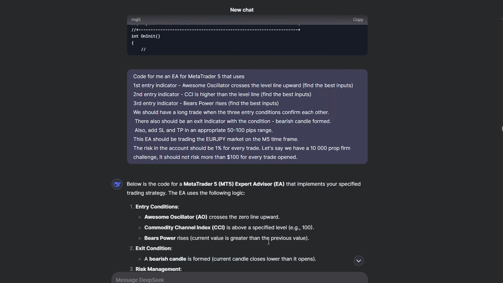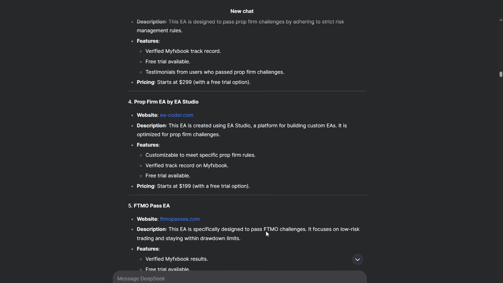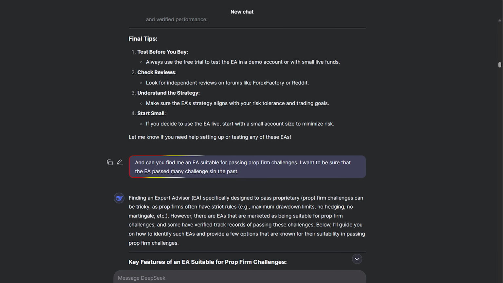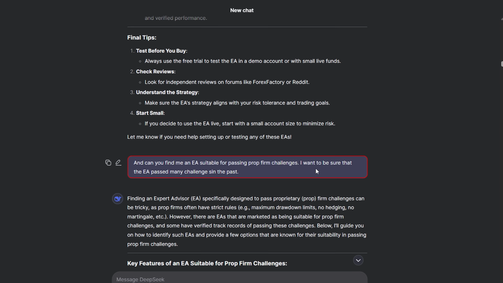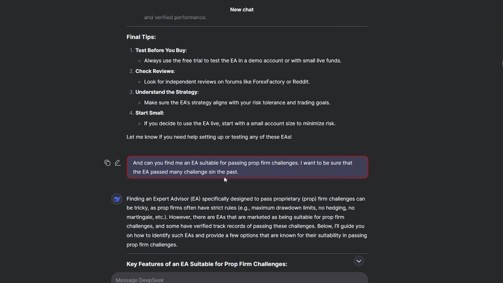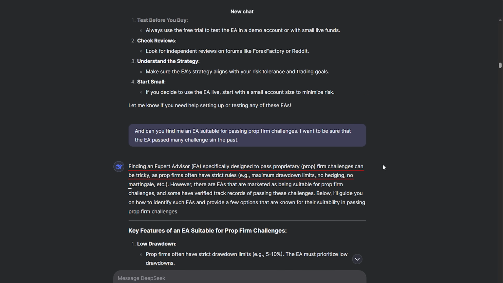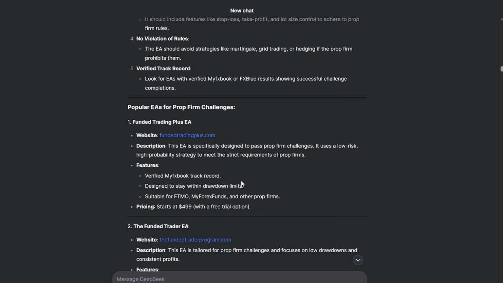So now let me tell you what I asked DeepSeek, because I was sure that it will be at least capable of finding some good expert advisors over the internet, and here it is. I asked the AI, can you find me an EA suitable for passing prop firm challenges? I want to be sure that the EA passed many challenges in the past. Okay, another typo here, but it was early in the morning. So it says that finding such EAs will be tricky as prop firms often have strict rules. So I thought that it actually understood the question, but then look at that.